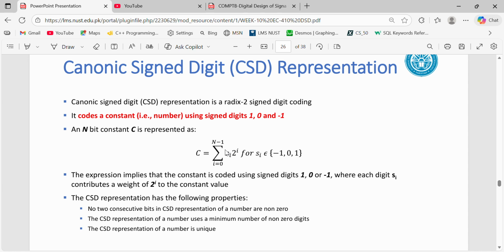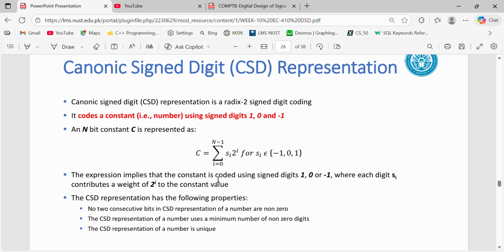We all know about the binary representation of numbers, and we can represent numbers in the form of a combination of ones and zeros. In CSD, there are three digits instead of two. Instead of one and zero, we have three digits: minus one, zero, and one.